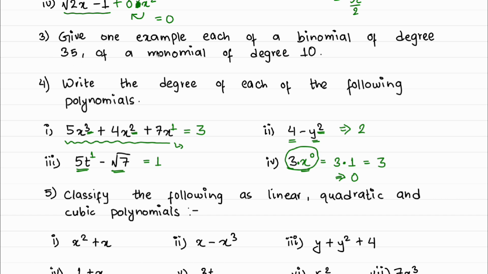Now, in our third question, we need to make a binomial of degree 35. So degree 35 means the highest power needs to be 35. So for a binomial, let's do the binomial first.